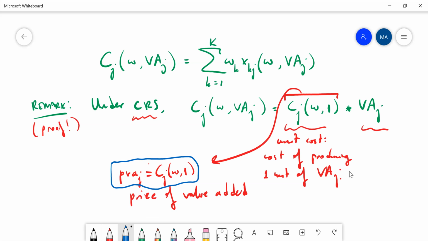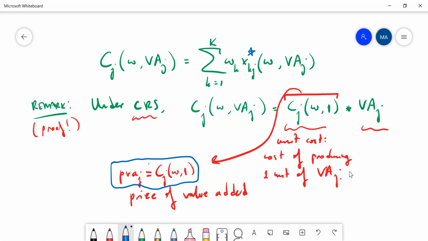That will be very important when we try to define competitive equilibrium. Now, of course, you must be very careful with one thing here. This is the price of value added if the firm behaves optimally, right? So the firm here chooses optimal factor demands. Under this optimal choice, we can find this price of value added.